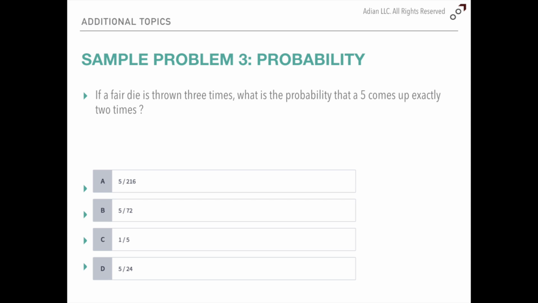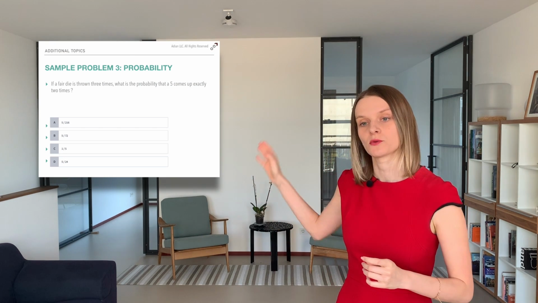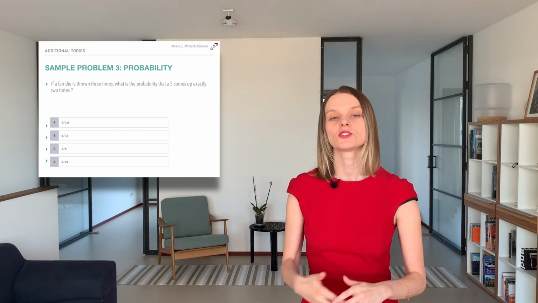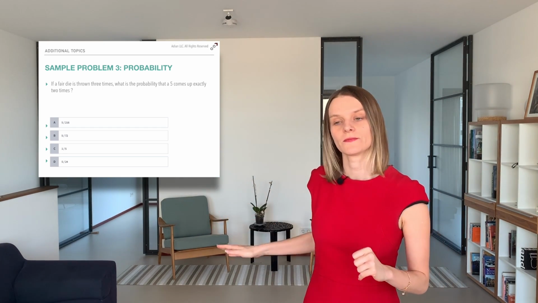So here in sample problem number 3, we have a fair die that is thrown 3 times. Okay? And just think about how the fair die, whatever happens next time, does not depend on the previous time. So what is the probability that 5 will come up exactly 2 times? And then we have 5/216, 5/72, and some of the other answer choices here.